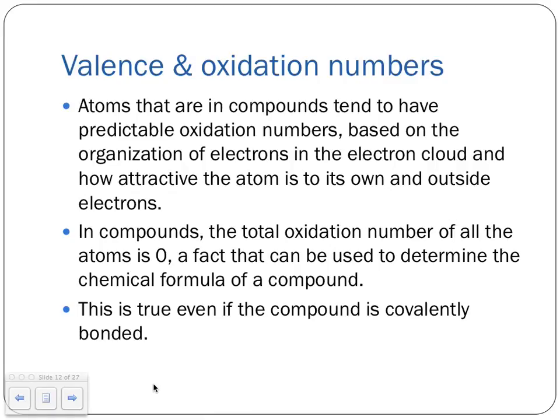But atoms that are in compounds tend to have predictable oxidation numbers, so they're not random. Na, we said in the first case, when it's with chlorine, is going to have a plus charge. It'll have an oxidation number of +1. That's not random. Na will only have an oxidation number of +1, except in some very rare circumstances we're not going to run into. It's predictable. Now, how do we predict it? Well, it's based on the organization of the electrons in the electron cloud. We'll get into that in a lot more depth in a future unit. It's based on how attractive the atom is to its own and outside electrons. We'll cover why it is later, but right now, you just need to know that it is predictable.